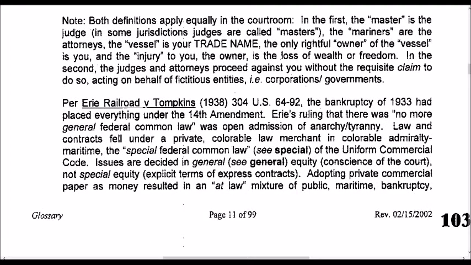Per Erie Railroad versus Tompkins, 1938, 304 U.S. 64-92, the bankruptcy of 1933 had placed everything under the 14th Amendment. Erie's ruling was that there was no more general federal common law, an open admission of anarchy and tyranny. Law and contracts fell under a private colorable law merchant in colorable admiralty maritime, the special federal common law, see special, of the Uniform Commercial Code. Issues are decided in general equity, that is to say conscience of a court, not special equity, that is to say explicit terms of express contracts.